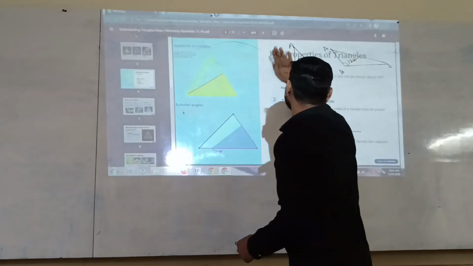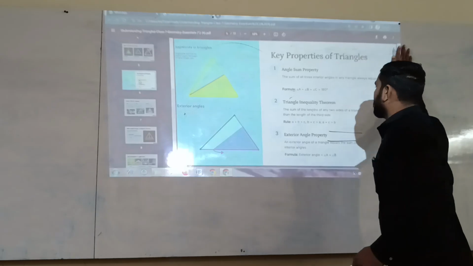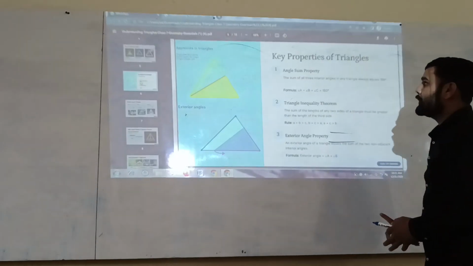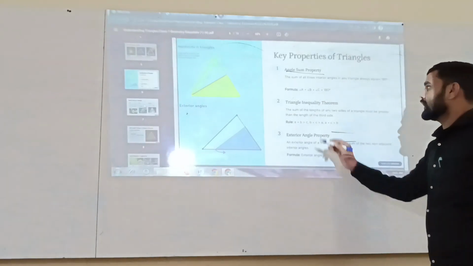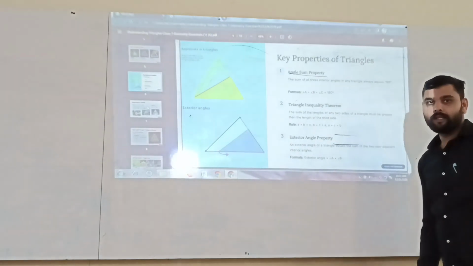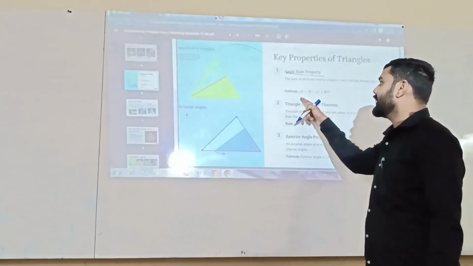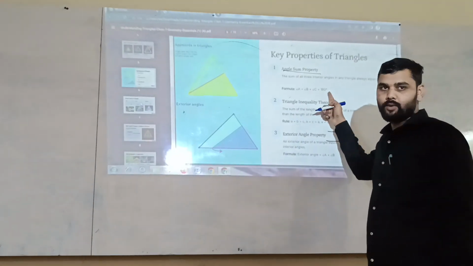Next, key properties of a triangle. First property, angle sum property. The sum of all three interior angles is equal to 180 degrees. So angle A plus angle B plus angle C is equal to 180 degrees.